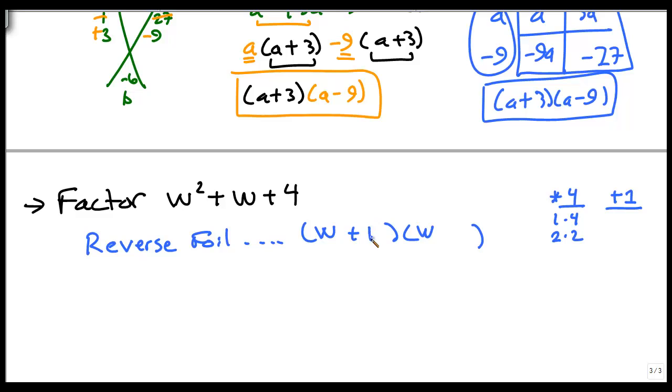So if I put a plus 1 plus 4, that's going to give me a 5w. That won't work. If I used a 2 and a 2, that's not going to work either. So there's nothing that will work here. So this is not factorable. And that's kind of a bummer. So that's what we need to state in our solution, is that it's not factorable.